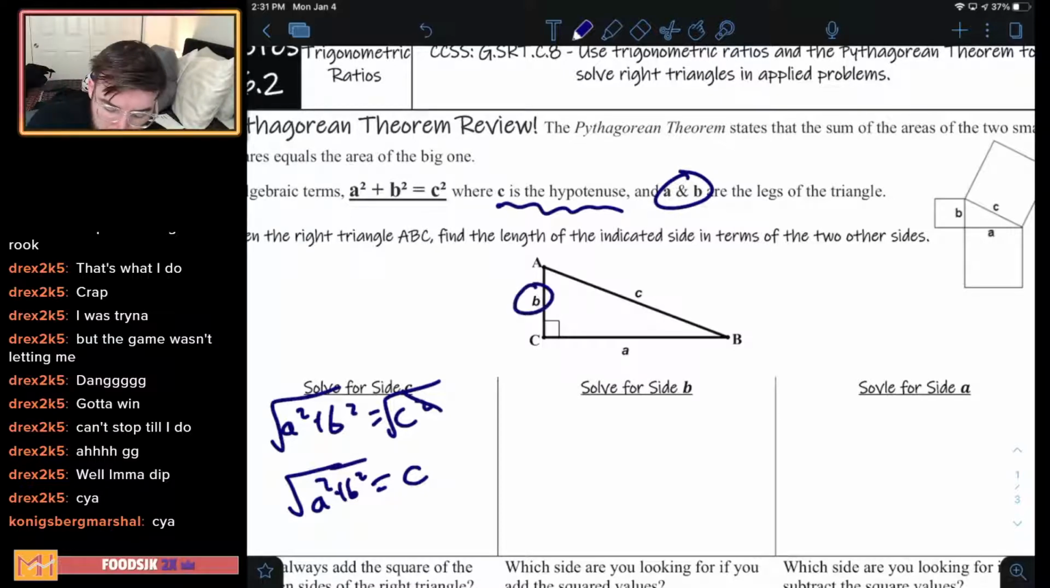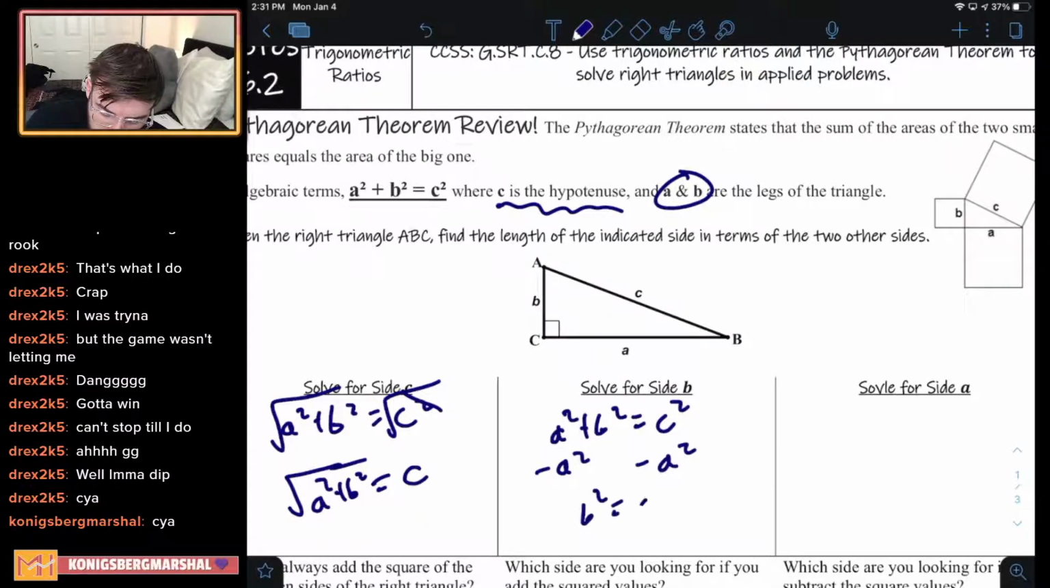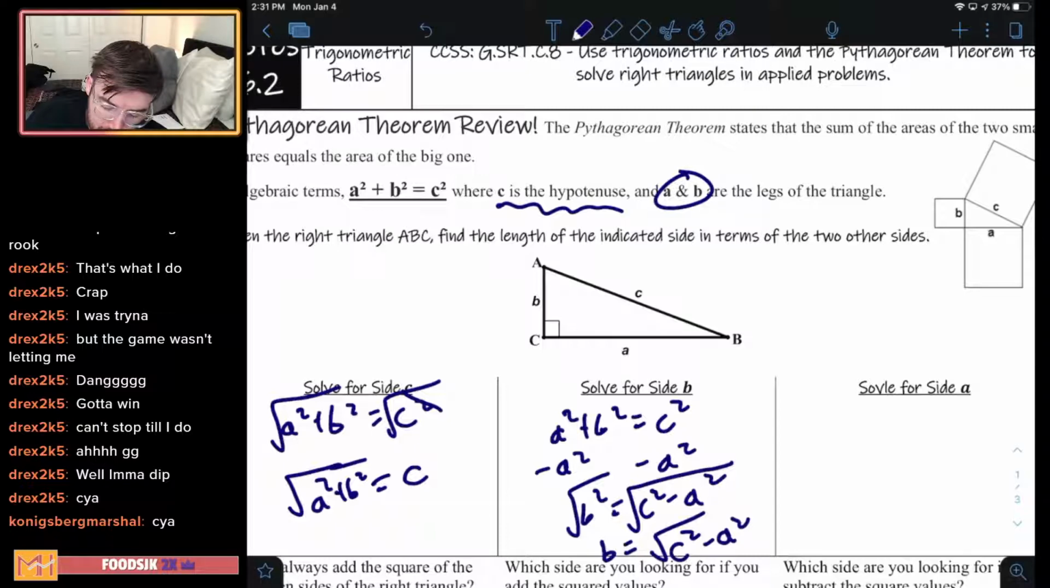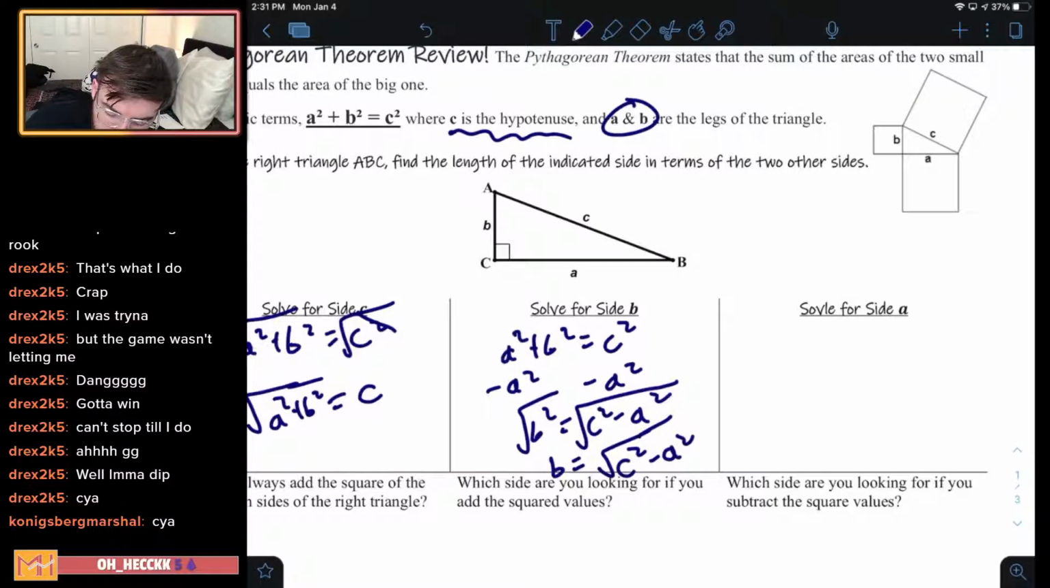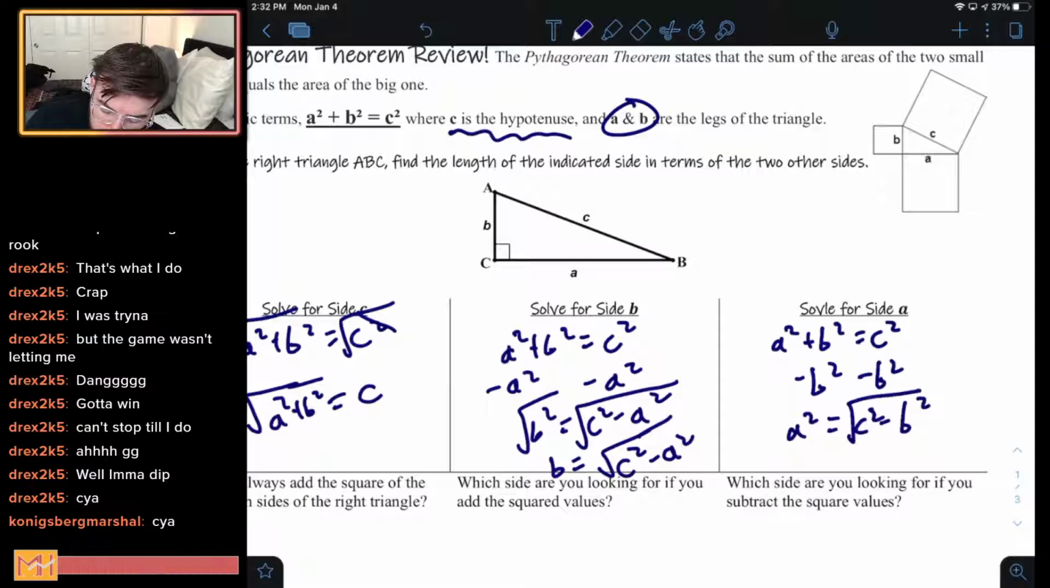What would we do if we were trying to solve for side b? We would do the same thing, of course, but we would need to subtract a squared over to the other side, and then take the square root. B equals the square root of c squared minus a squared. And then if we wanted to solve for side a, we'd one more time do the same thing, except we'd get rid of the b, and then we would be able to take the square root.